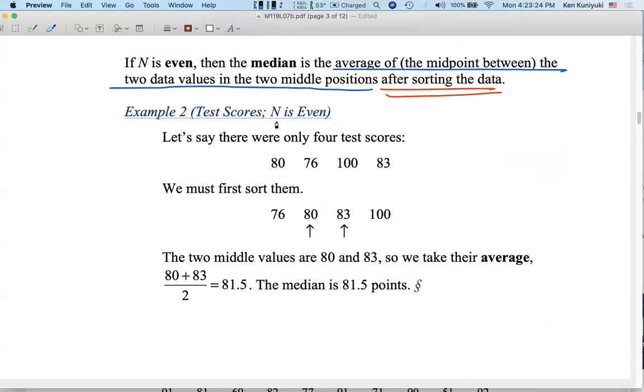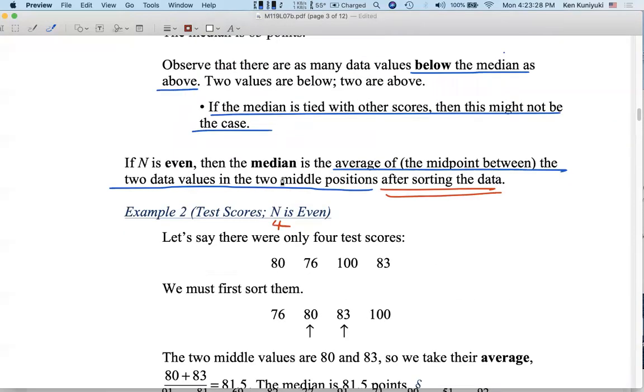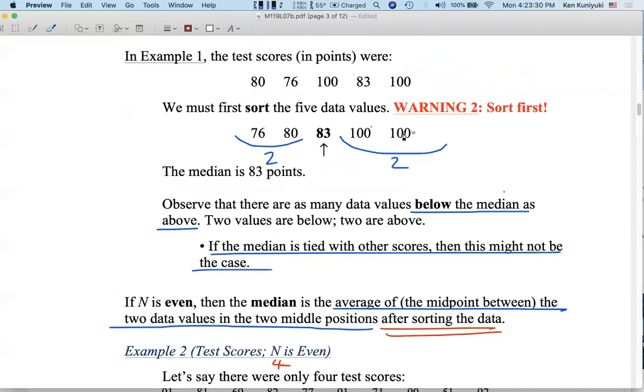Capital N is 4, N is even. So let's say we lop off the 100. Let's say I find out that this person cheated. Ooh, bad student. That's the only time that I have a bad student, when a student cheats. So let's say I eliminate 100 from the data set.